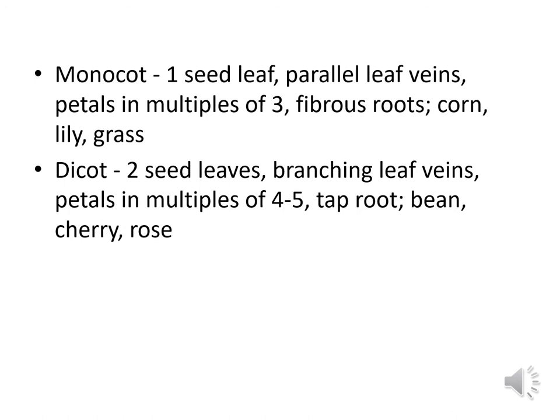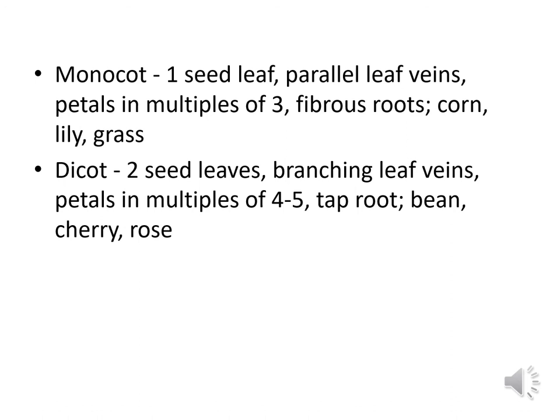Dicots would have two seed leaves. Di is two, cot is short for cotyledon or seed leaf, and dicots do have two seed leaves. They'll have branching leaf venation. While you do have one major vein running down the middle, the secondary veins will branch out from the center, kind of like your fingers branch out from your hands. Dicots will have petals in multiples of 4 or 5. So 4, 5, 8, 10, 12, 15. Oh, I can't keep going on the multiples. But multiples of 4 or 5.